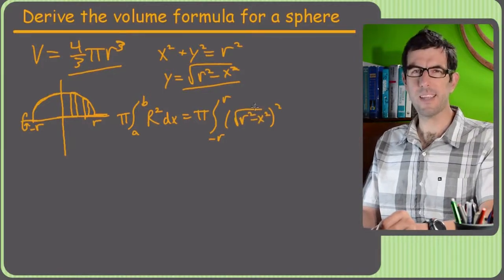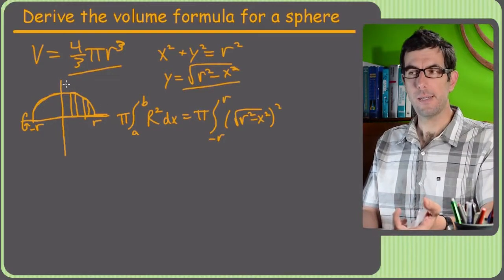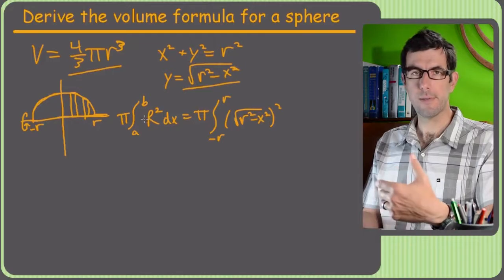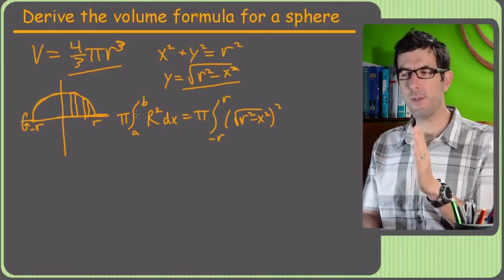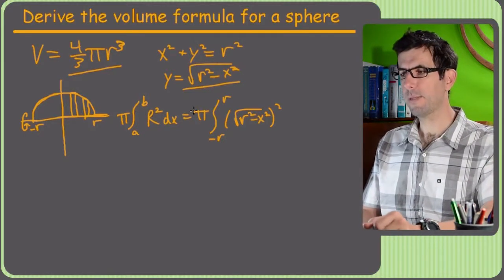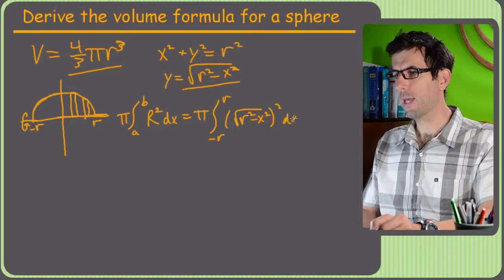Or to say that a simpler way, if your spin axis is either the x-axis or the y-axis, your r is just f of x or f of y. It's only when the spin axis is something else that you have to do f of x plus a number or a number minus f of x. All right, and then we have a dx.